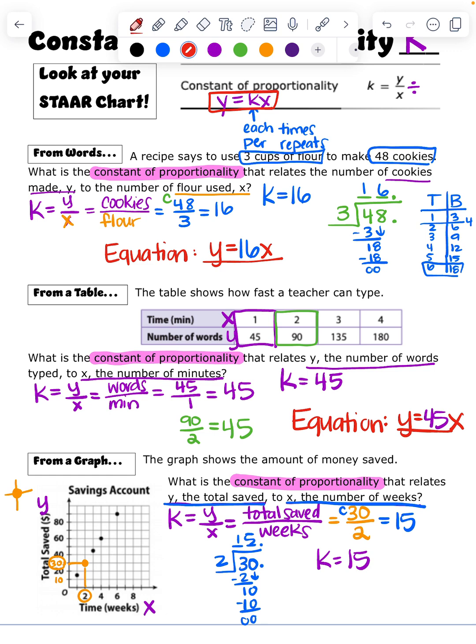If I wanted to create my equation, remember our equation follows the format y equals, and then we plug in our k, which was 15, and then x. And that's my equation. And that's how we find the constant rate of change from words, from a table, and from a graph. Go practice.